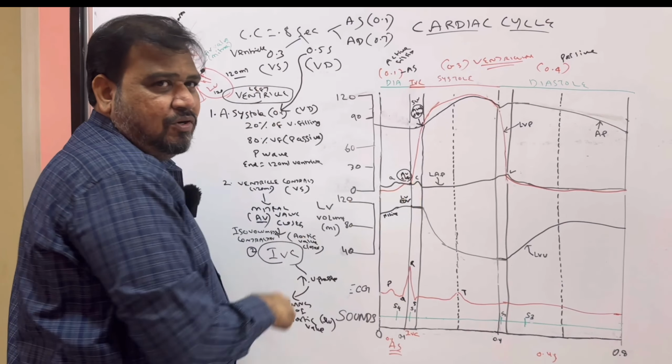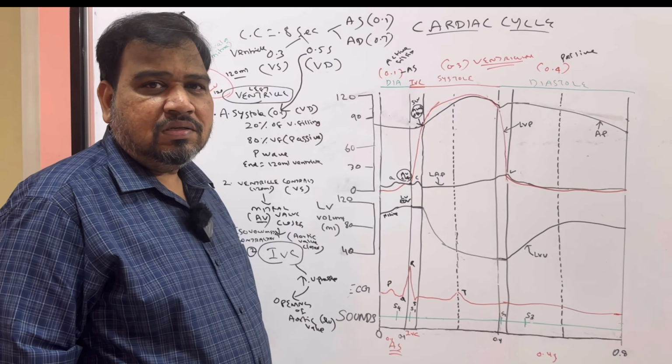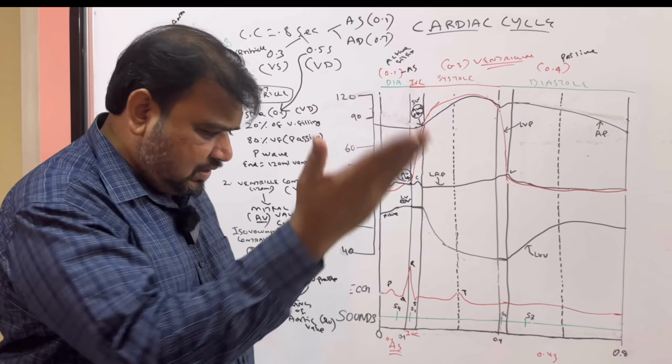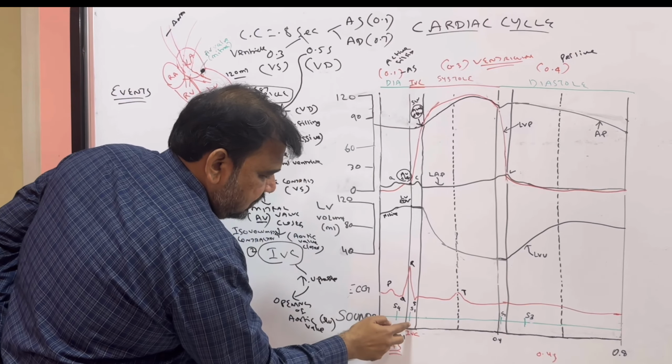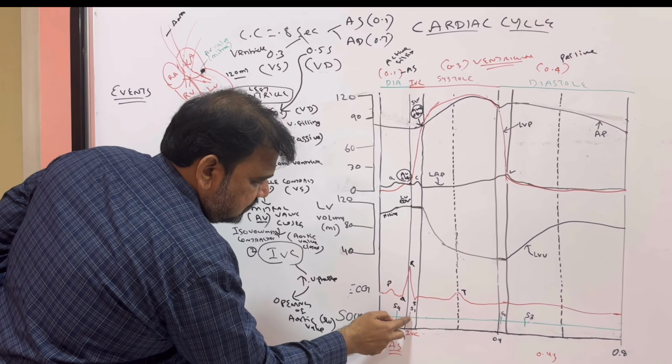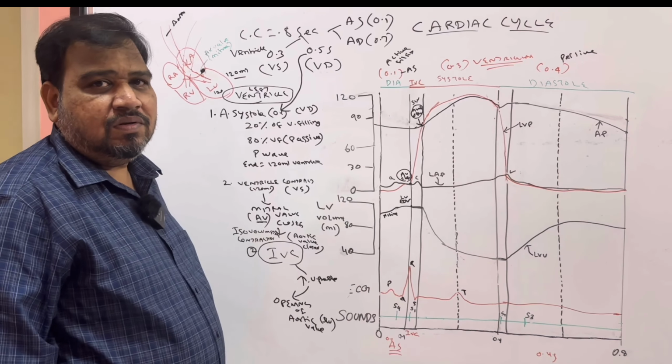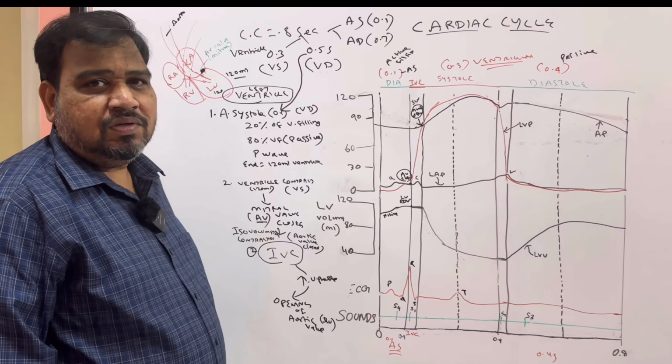Now pause the video and tell: closure of AV valves causes what sound? First heart sound. Again see the phonocardiogram. S1 is the first heart sound. S1 is produced due to closure of AV valves. So I am comparing all these cardiac events with the Wigger's diagram, and I am making it simple.